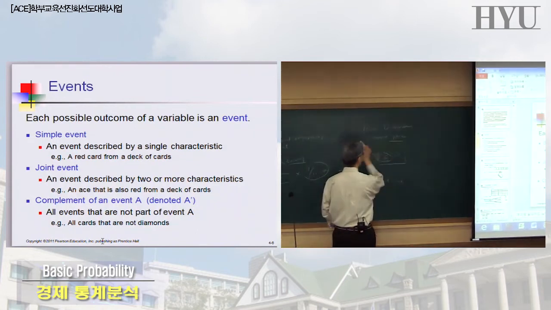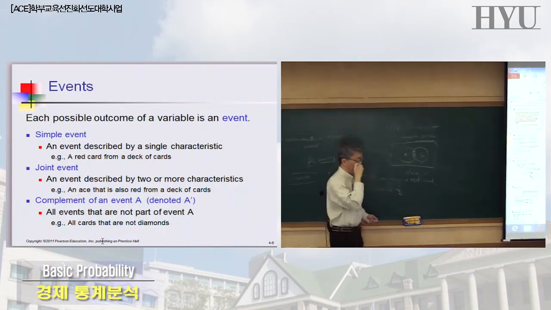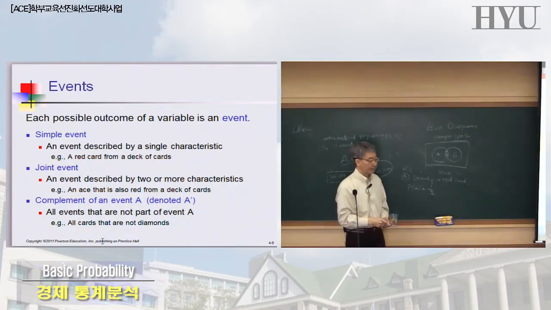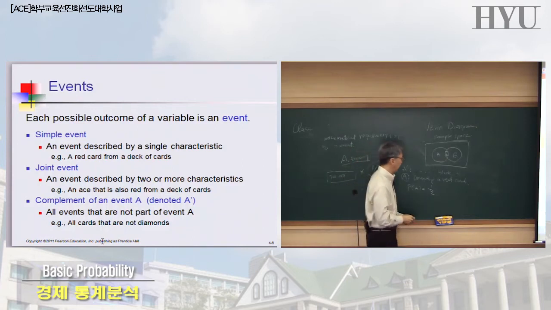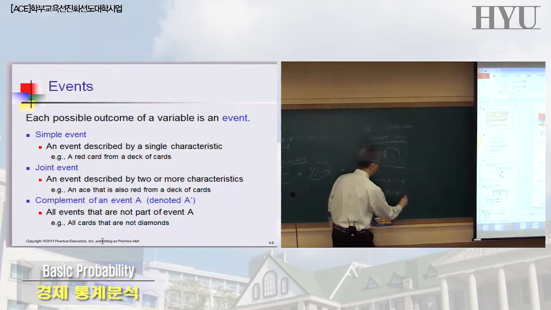So we can simplify the Venn diagram. Like here, we have A and B, and this overlapping area represents the joint event. And we can say P of A joint B.